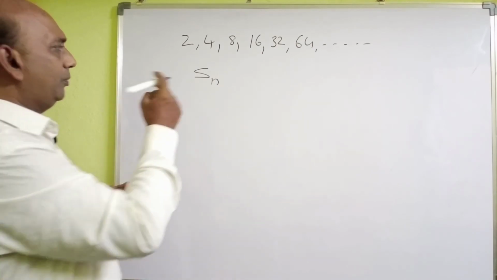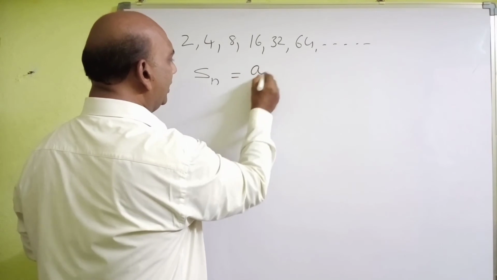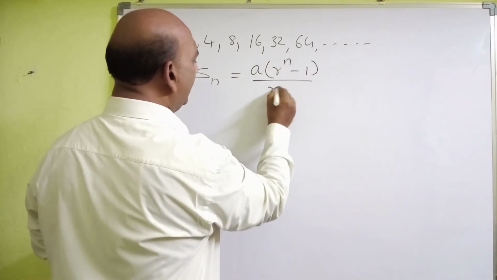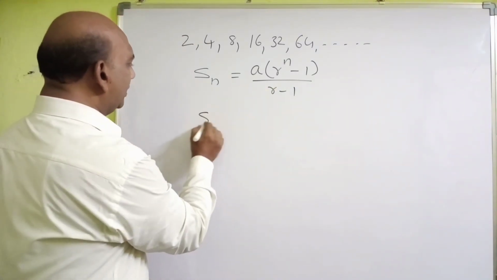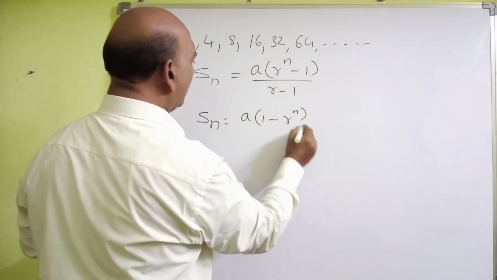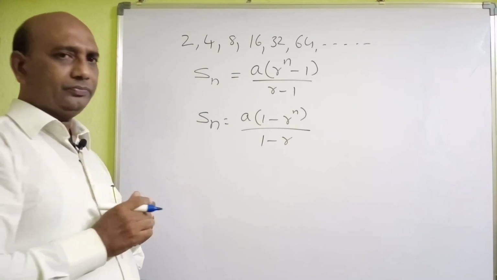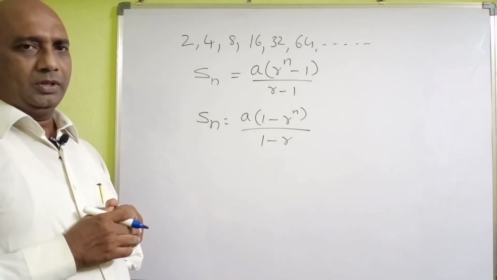So there are two formulas to find the sum of n terms. One formula is a into r to the power of n minus 1, by r minus 1. Another formula is a into 1 minus r to the power of n, by 1 minus r. This is another formula to find the sum of n terms.